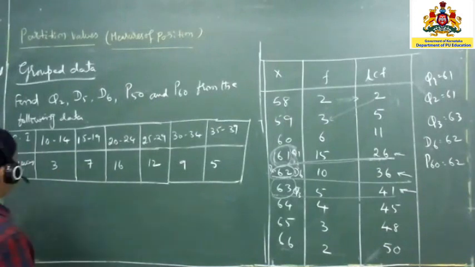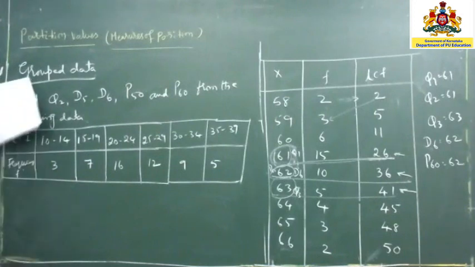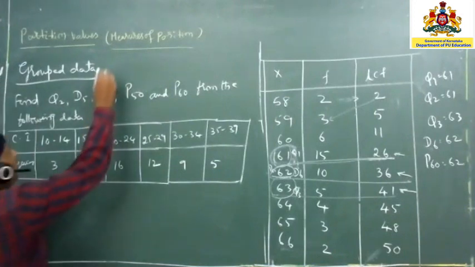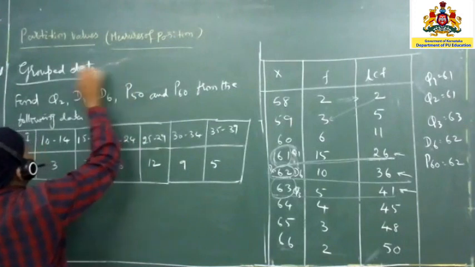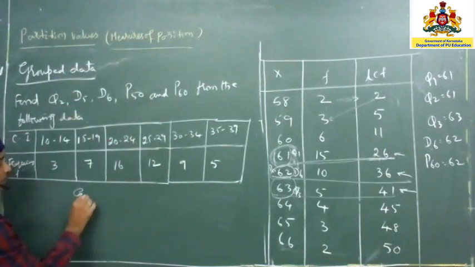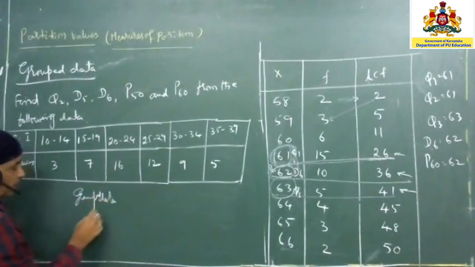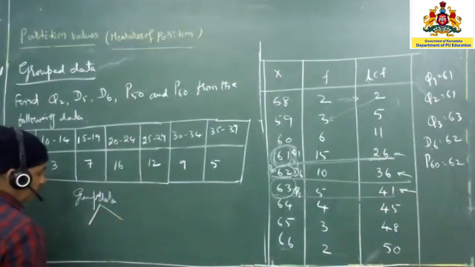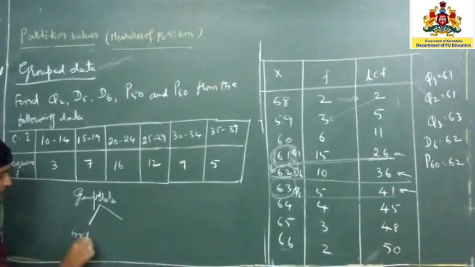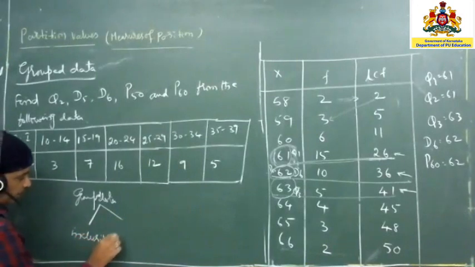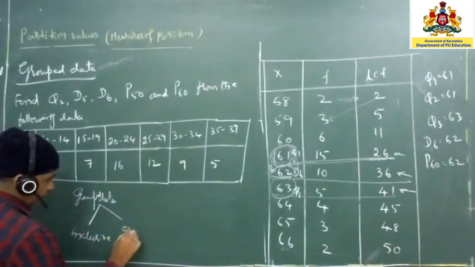Now, when you were learning the same, you understood there are 2 types of data available in the grouped data. So in the grouped data, what are available? In the grouped data, there are 2 types. One is inclusive, another one is exclusive.